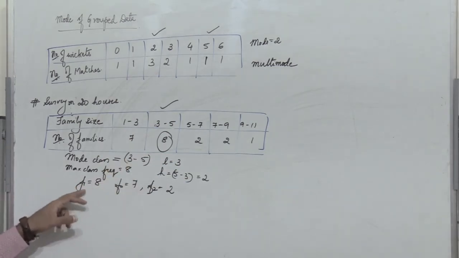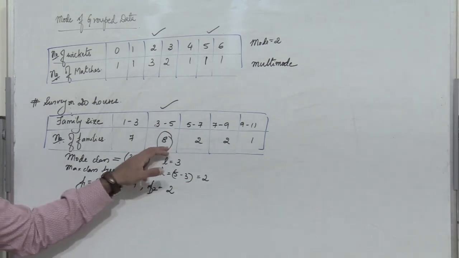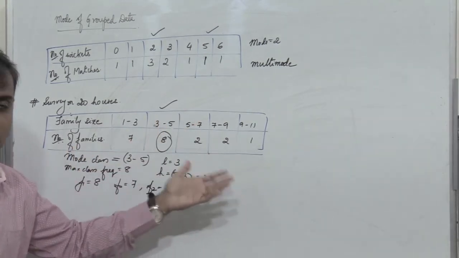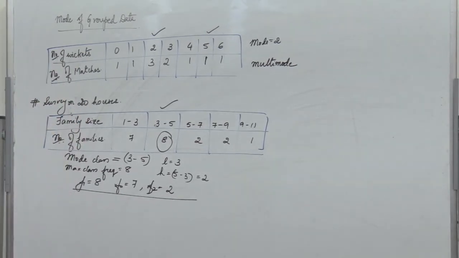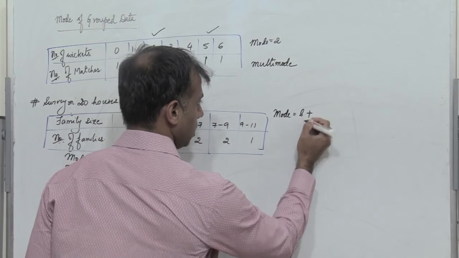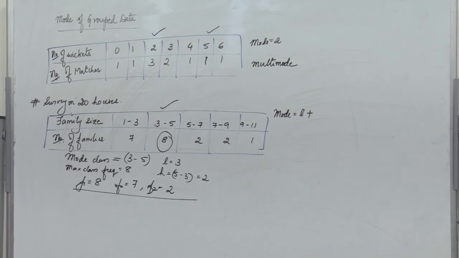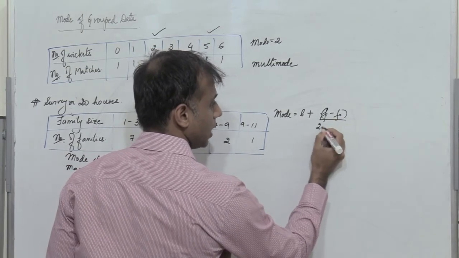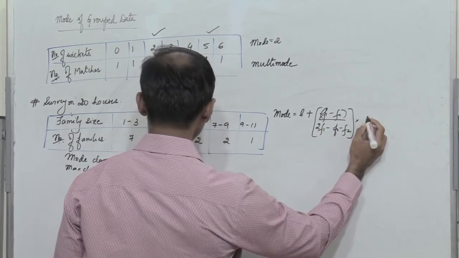Next we find F1, F0 and F2. So what is F1? F1 itself is the frequency of the modal class. F0 is the frequency of the preceding class, and F2 happens to be the frequency of the succeeding class. So once we find all these values, we can find the mode very easily by using the expression. Now what is the expression for mode? The expression for mode is L plus, so what is L? L happens to be the lower limit of the given modal class, plus F1 minus F0 divided by 2F1 minus F0 minus F2, the whole thing into H.